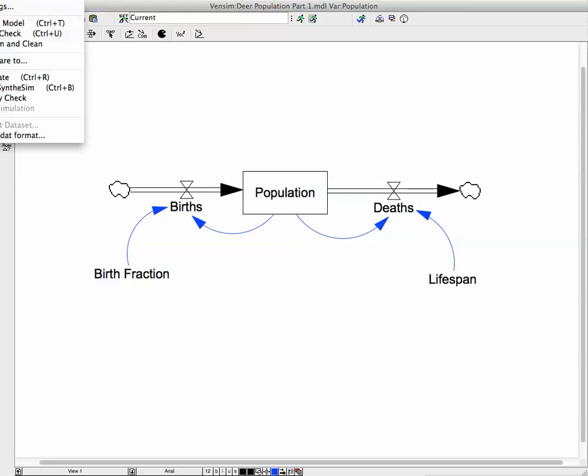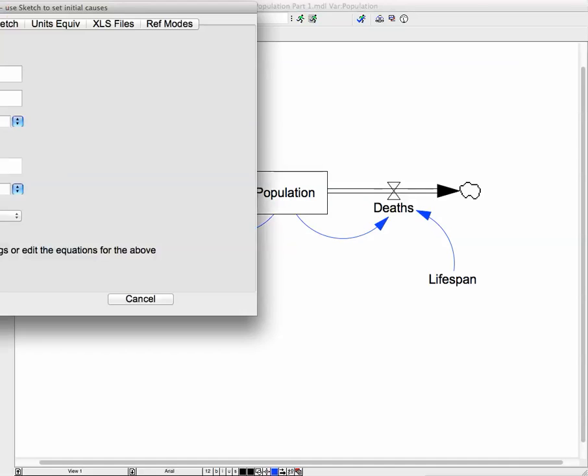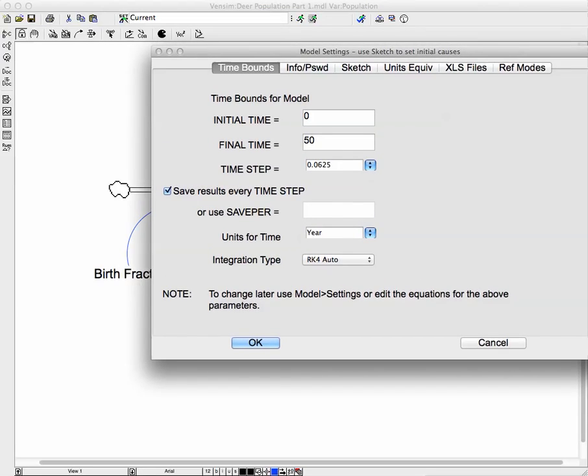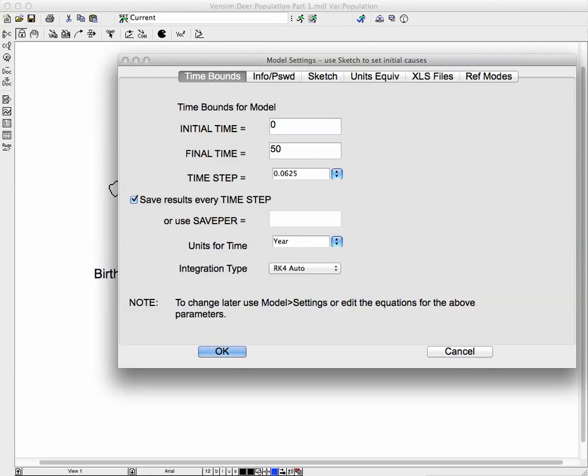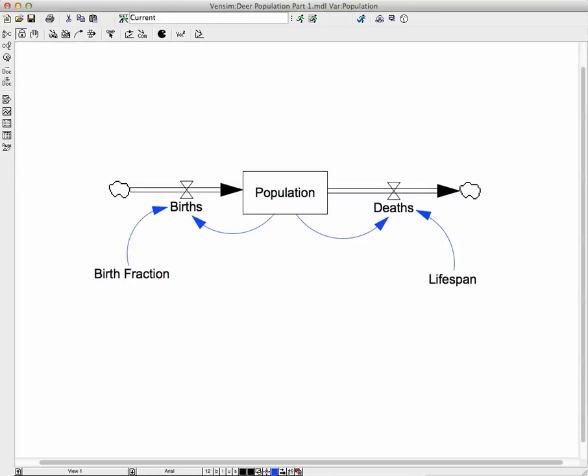First, let's go to the model settings and make sure that we've got the right model settings. So we're going to look at it for the time over 50 years. We're going to use a time step of 0.0625. Units for time are year, and the integration type is going to be RK4, Runge-Kutta 4. Okay, model settings are in place.